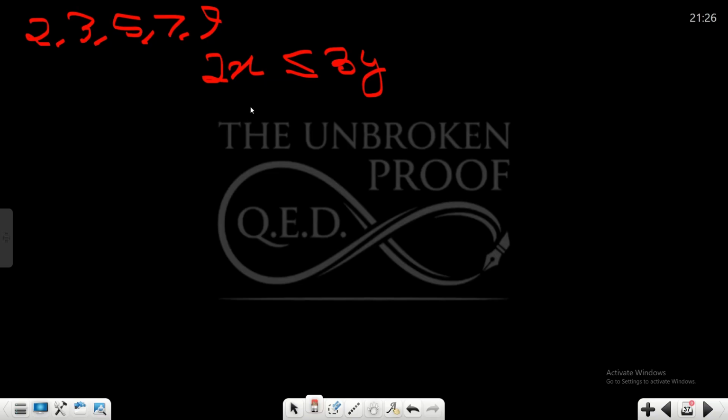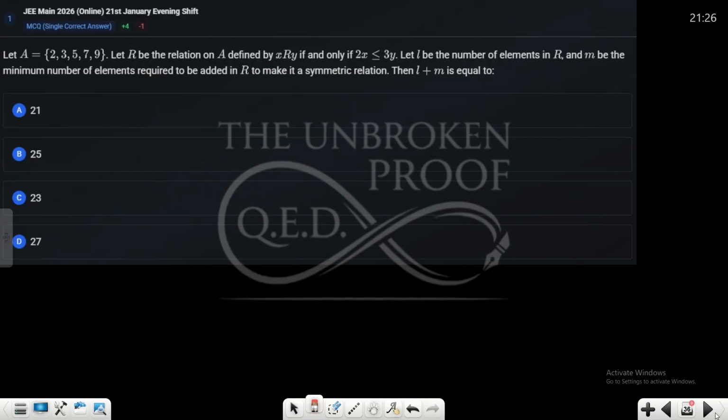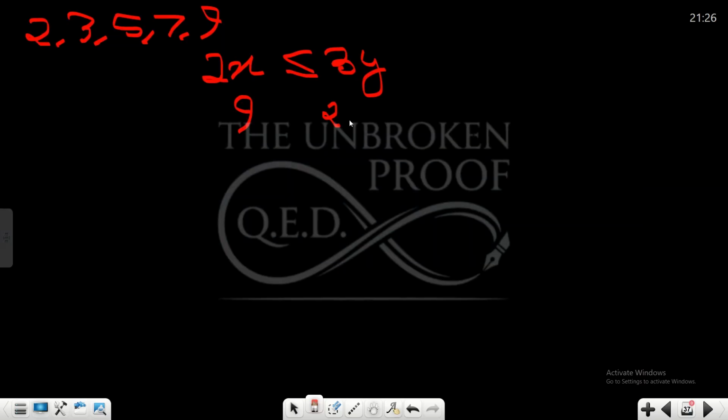Now if I place x as 9, then the possible cases are, because 2 into 9 is 18, so possible cases are 2, 3, 5, that's it, right? Only these three are possible. Oh sorry, this has to be greater than, right? So 9 is possible, 7 is possible because it's 18, only these two elements are possible, so this is 2.